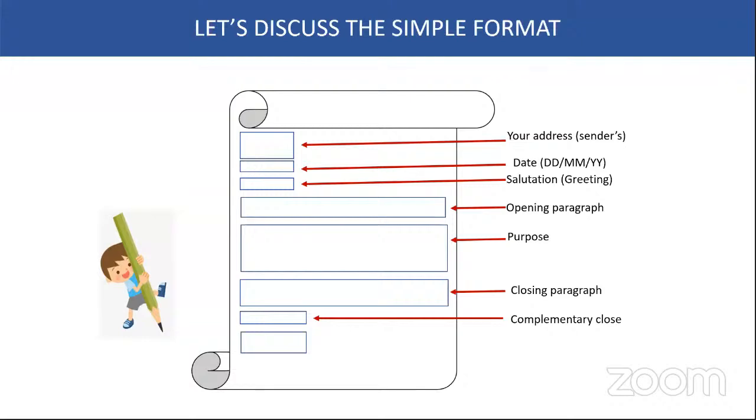Complementary clause. What is that? You are going to leave. You are going to say goodbye here. Leave taking, of course. You are going to say goodbye to your friend or father, relation or neighbor, anybody that you are writing to.